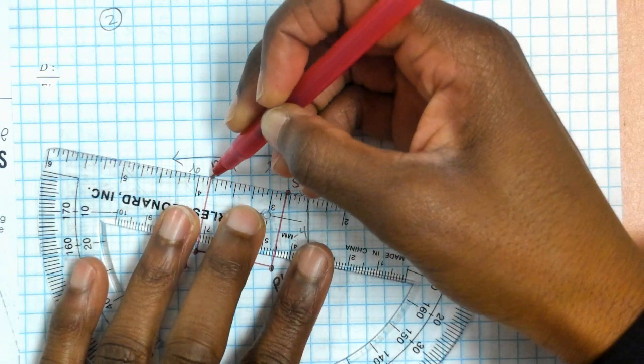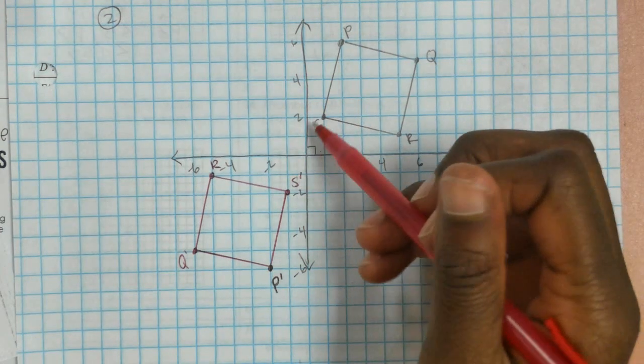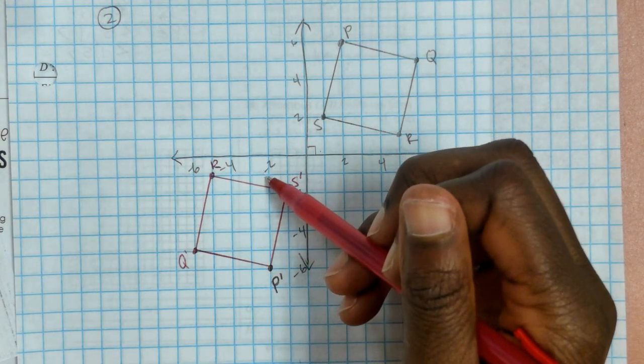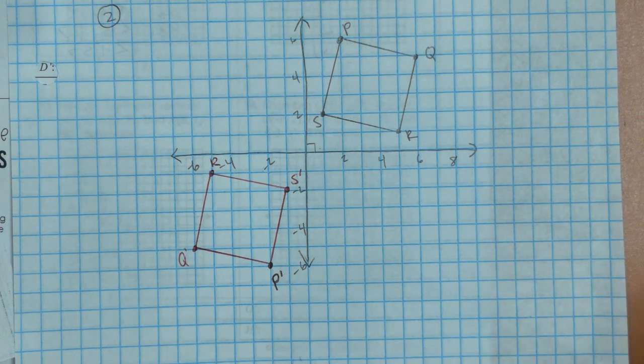Okay, so that's what our 180 degree rotation looks like. Slightly different than a reflection, because the reflection would be the same distance away, so the S would be more up here. So it's basically turned twice.